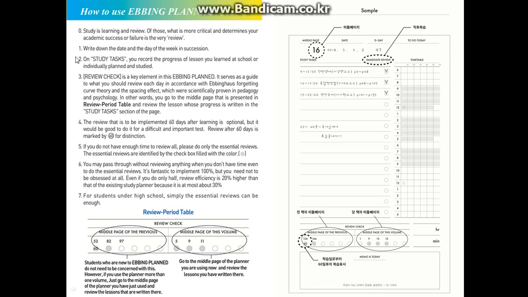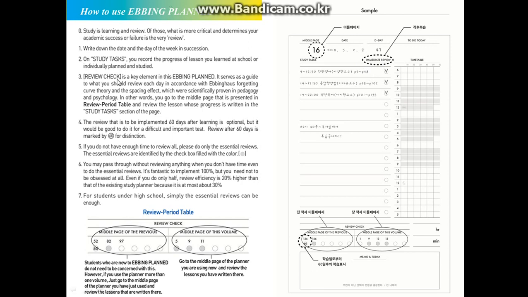Number 1. Write down the date and the day of the week in succession. Number 2, on the study task, you record the progress of the lesson you run at school or individually plan and study, like this. And it is good for you to do the immediate review in a short time right after running, as long as it is possible.